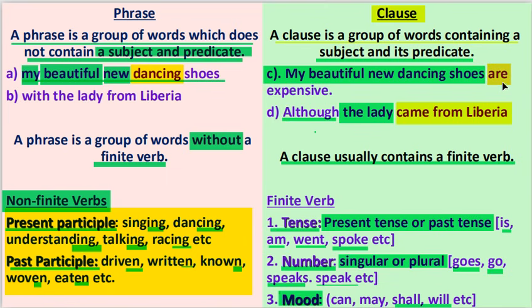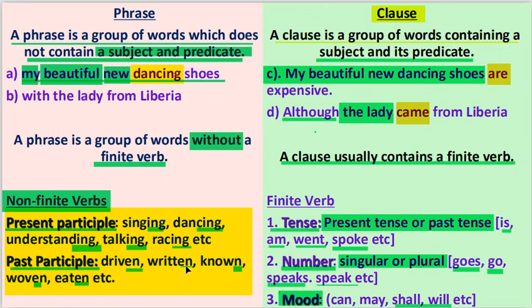It shows present tense because it is a present verb. In example D, although the lady came from Liberia, the verb came is a finite verb because it shows past tense. Came is the past tense of come. For these reasons, we can see that the clauses contain finite verbs, while a phrase might contain a non-finite verb.